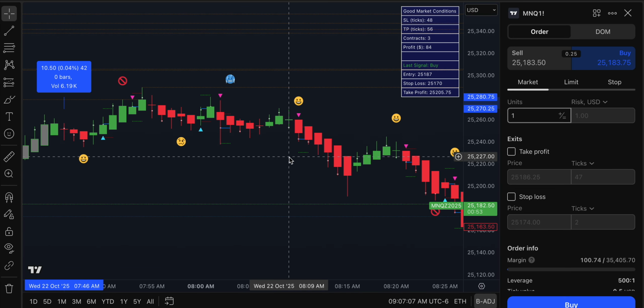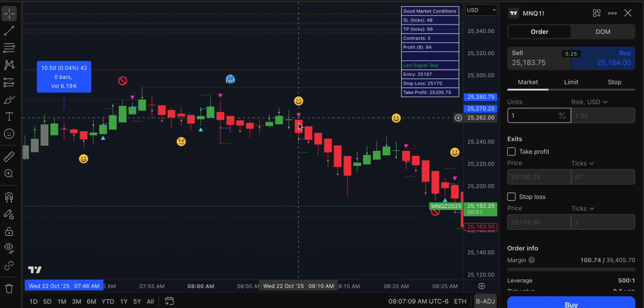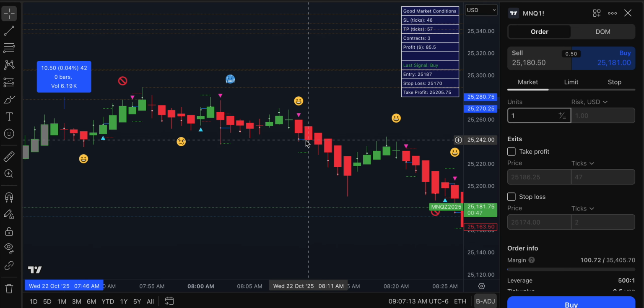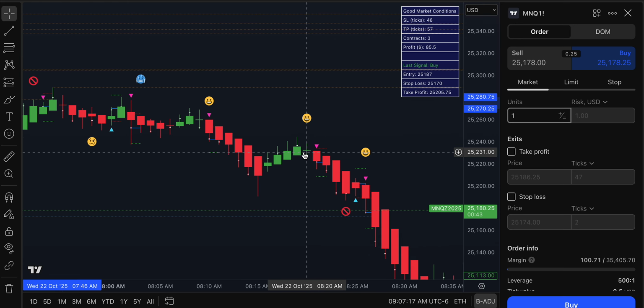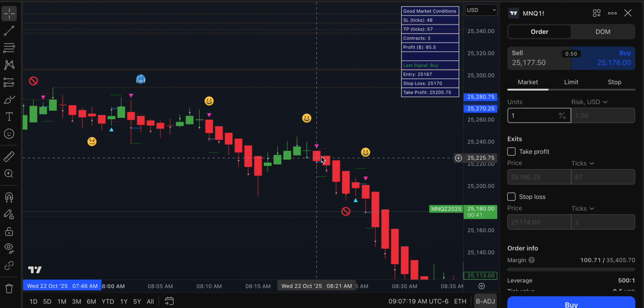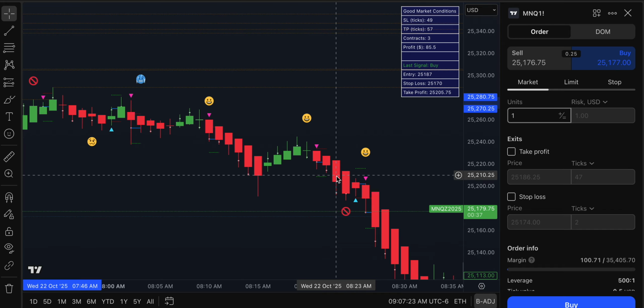All right, so the next one came here. This was at 8:10 my time, which is Mountain, so 10 Eastern. We entered the market here, came down the next minute and hit our target. A few minutes later, came through here. We had this sell signal. We entered, and a minute and a half, 2 minutes later, hit our target there.